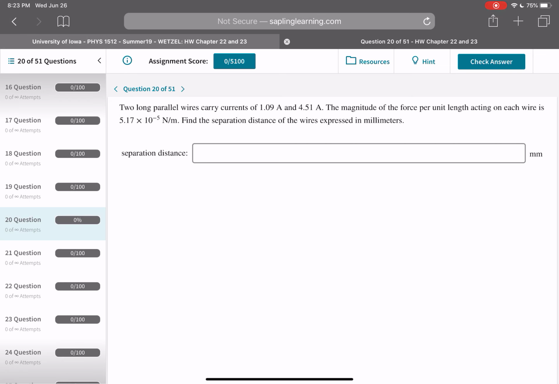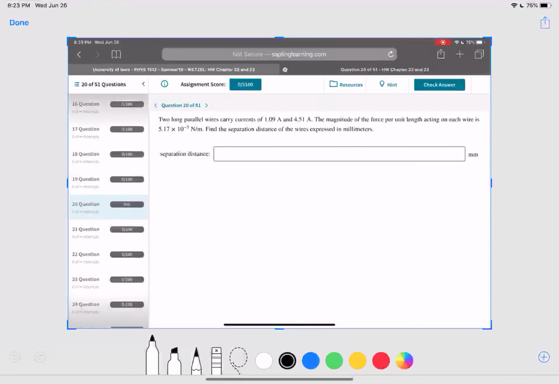Two long parallel wires carry currents of 1.09 amps and 4 amps. The magnitude of the force per unit length acting on each wire is that. Find the separation distance of the wires expressed in millimeters. So we have two parallel wires, and then you can solve the magnitude of force per unit length. You can look up the equation. They've got F per L in there, and then you can just solve for the separation between them because that's one of the variables.